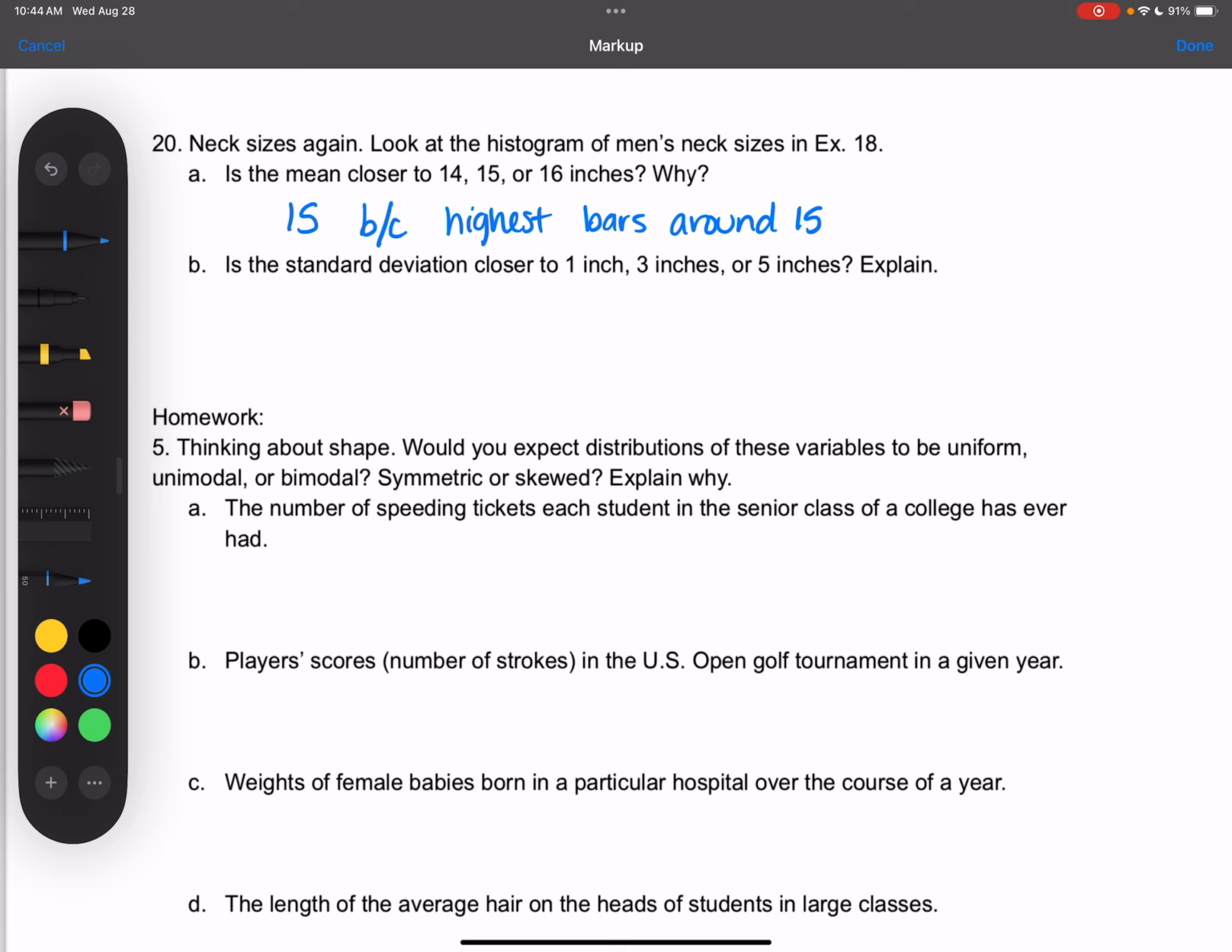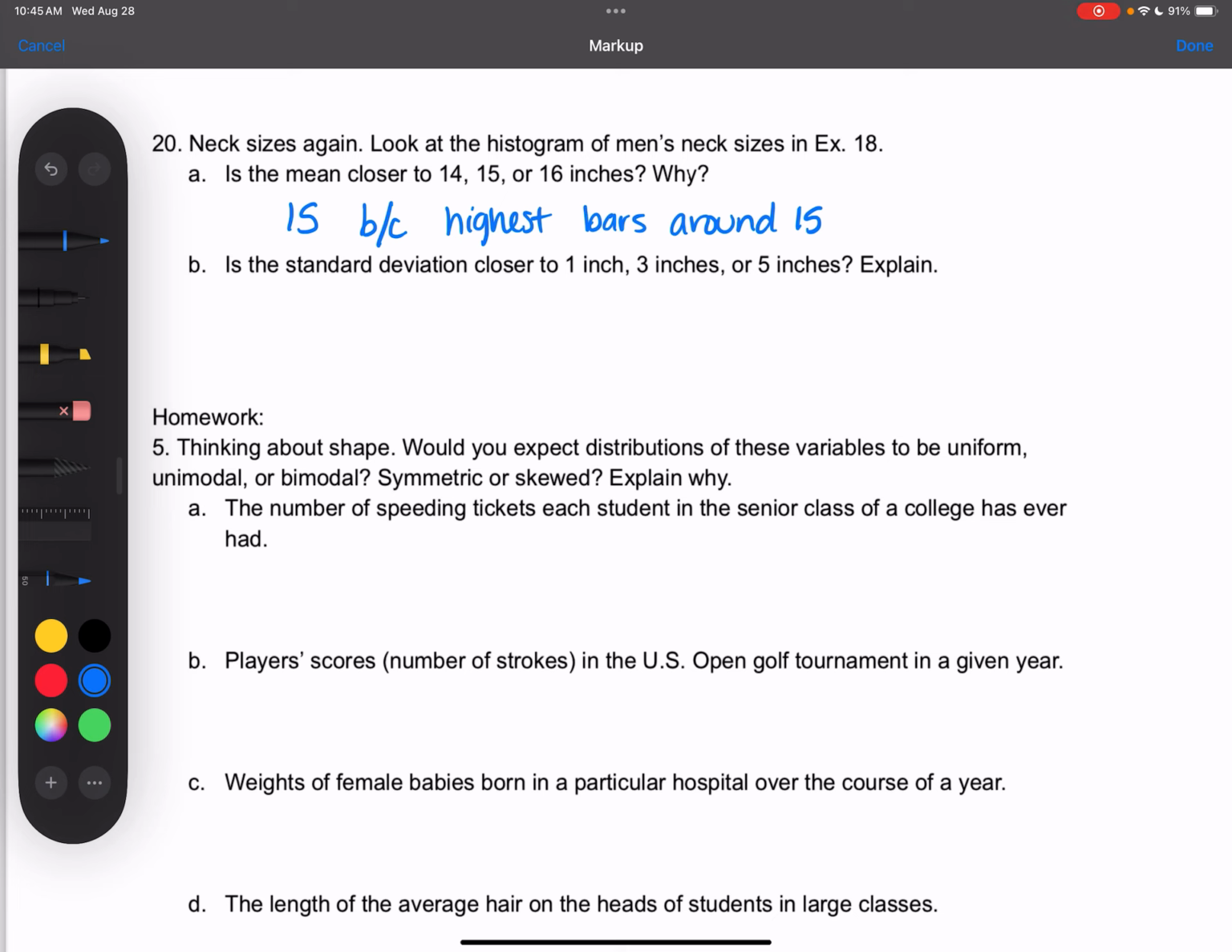And then, is the standard deviation closer to 1 inch, 3 inches, or 5 inches? They want to know essentially how far from the mean is your typical value. What do you think? Wait, standard deviation is what again? It's distance from the mean. Kind of like absolute value is distance from 0. Standard deviation is distance from the mean, not difference. Maybe 3. 1 inch? I'm gonna stick with 3.